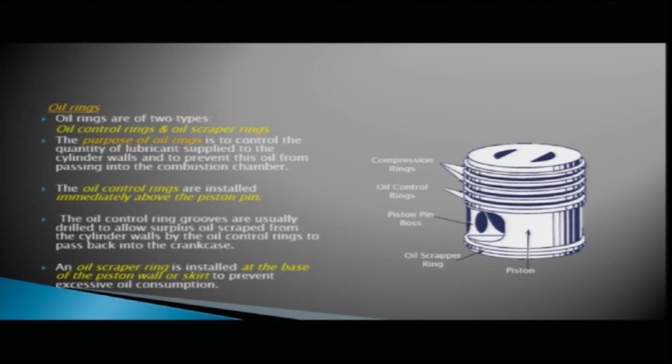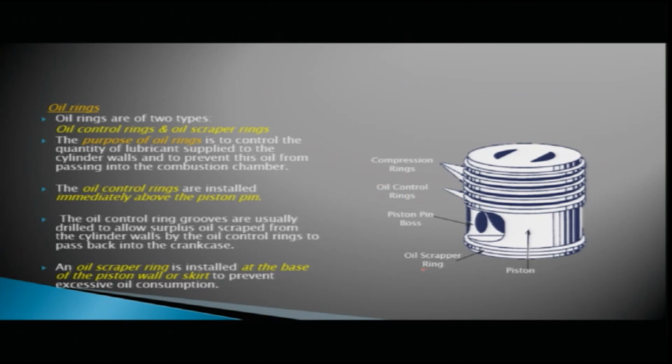Coming to oil rings, you see here in the diagram the first 3 grooves you have got the compression rings just below the piston head, and below that you have got oil control rings. The oil rings are of 2 types: oil control rings and the oil scraper ring. See here, this is your oil control ring and this is your oil scraper ring.